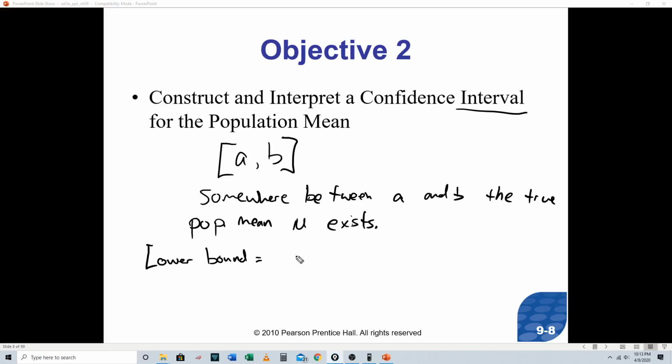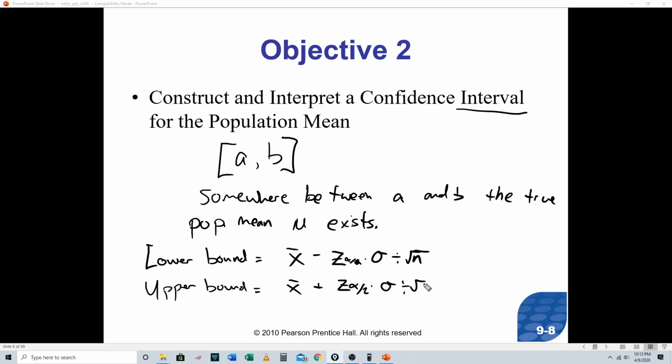Which is x bar minus what they call z alpha over 2 times sigma divided by square root of n. And again, you don't have to remember this formula. Though we'll put this on R, so it's not bad to write it down. Upper bound is x bar plus z alpha over 2 times sigma divided by square root of n.